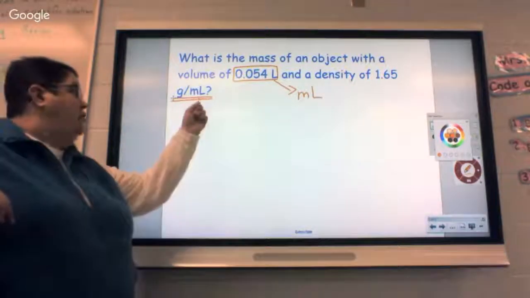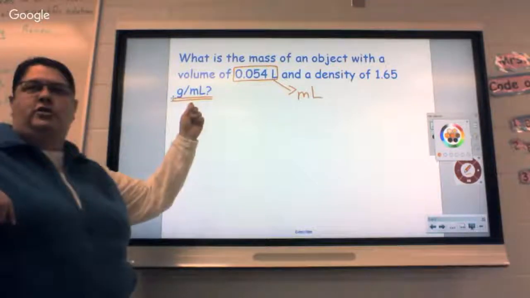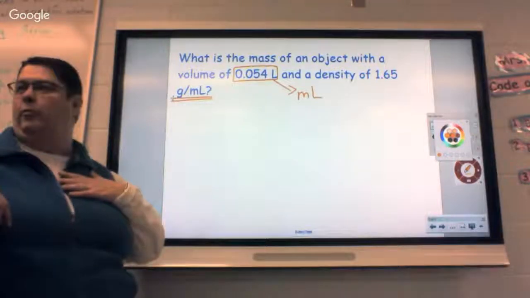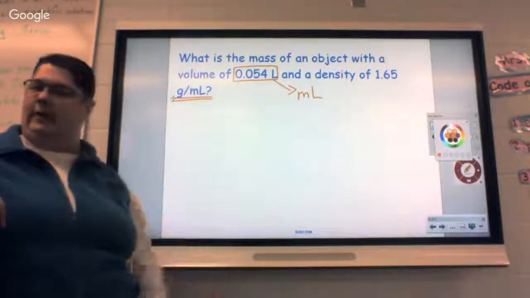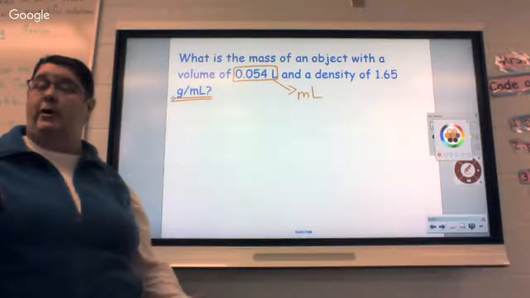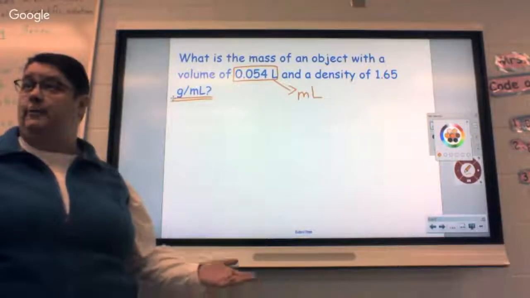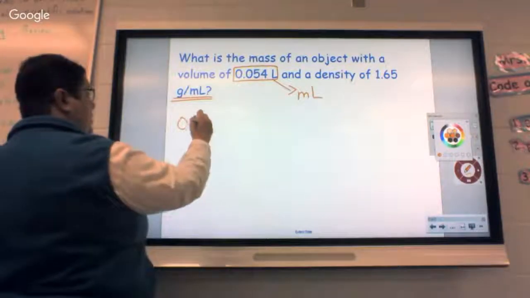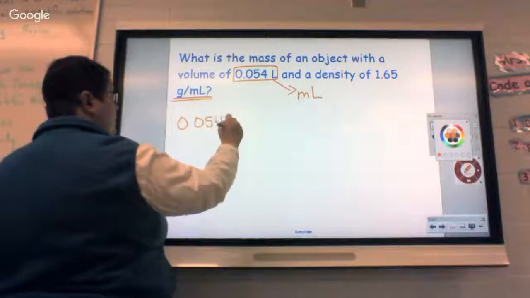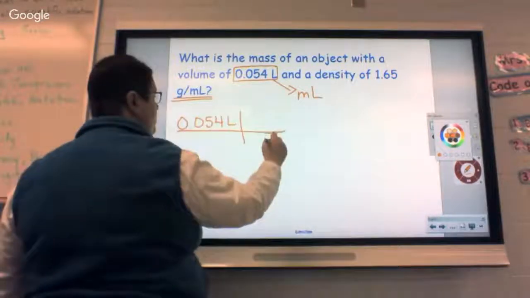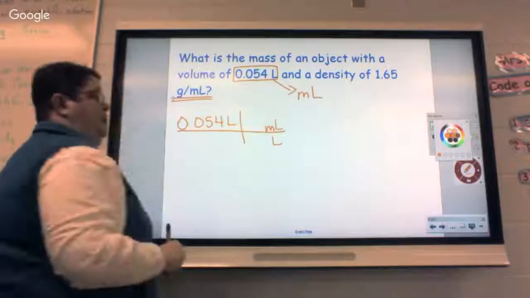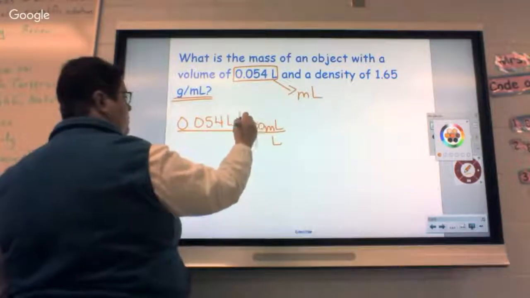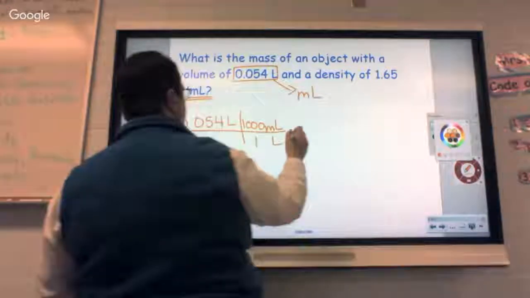Could you change this one to make it match liters? Certainly, and I'll be glad to show you how to do that if that's what you want to do. It's just a different step. But generally speaking, most students struggle with fractions, so I would leave the fraction alone. So take your 0.054 liters, change liters into milliliters. Who's bigger? 3 spaces. So we're going to end up with 54 milliliters.